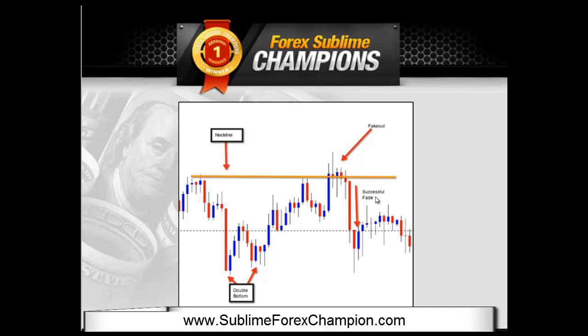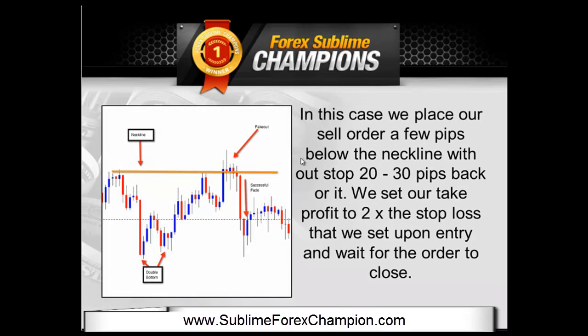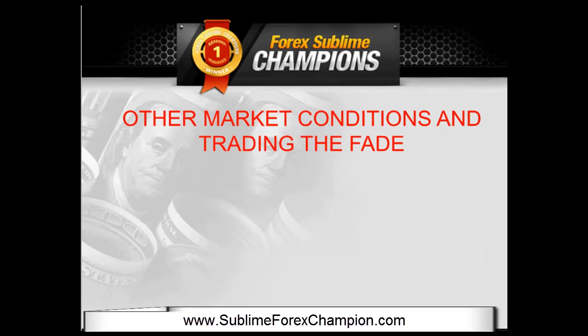It looks like the currency pair is about to break out above the neckline. In this case, we place our sell order a few pips below the neckline with our stop 20 to 30 pips back of it. We set our take profit to 2 times the stop loss that we set upon entry and wait for the order to close. In the case of the order above, you would have made 60 pips in less than 3 hours.